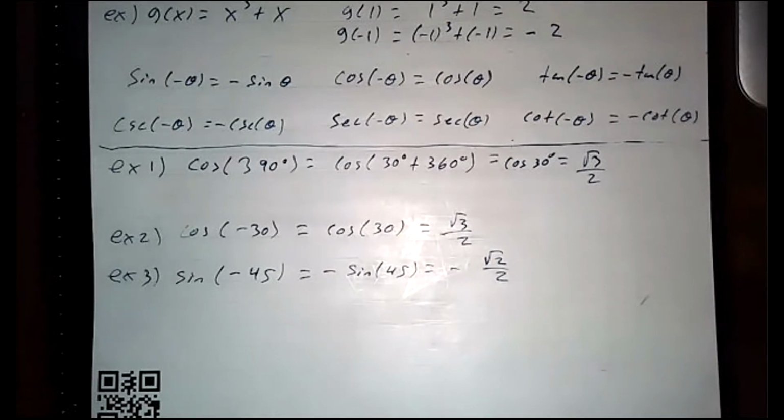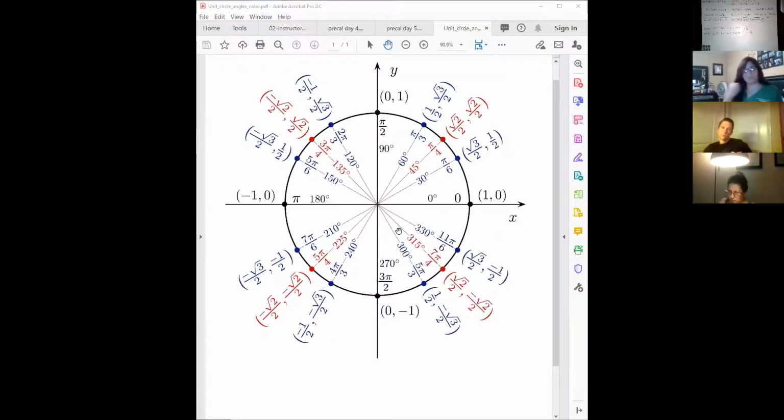So you just get these numbers from that circle chart. Right. Now let's look at it real quick. Cosine 30 is the x value from the chart. That's where number 1 and number 2 came from at the very end. Sine 45 is the y value, square root 2 over 2. But you have to put a minus because of the odd property.